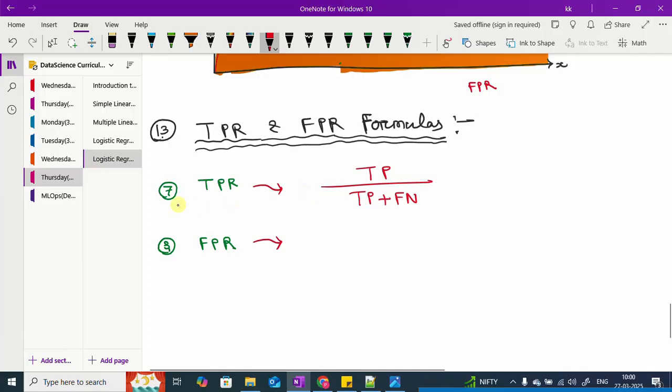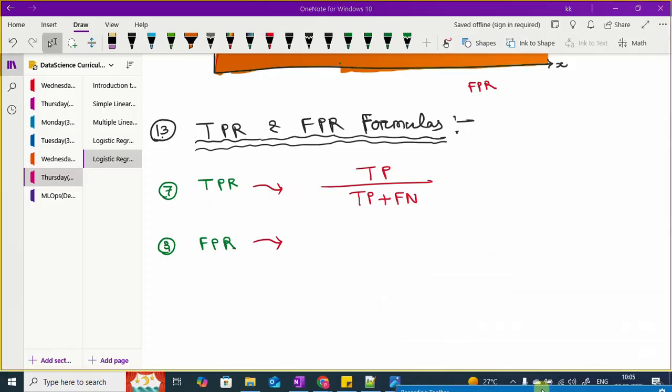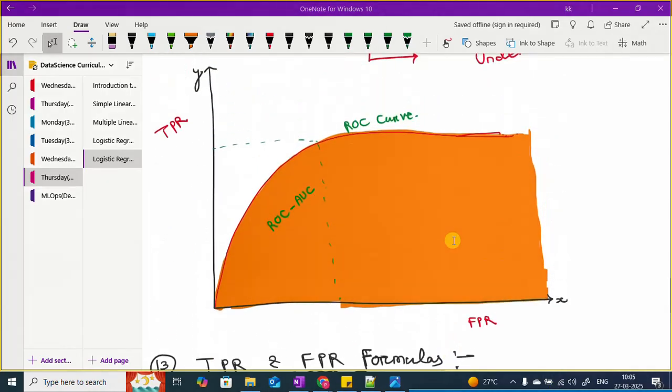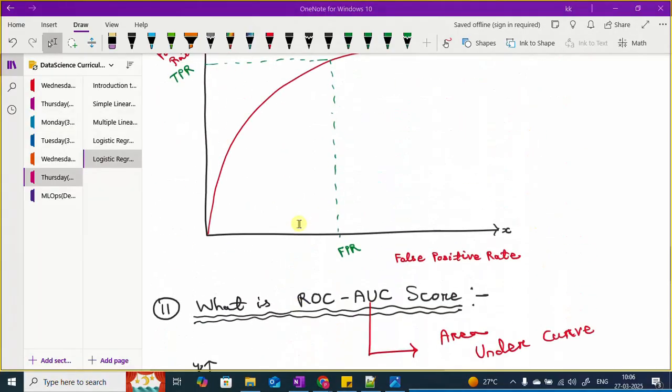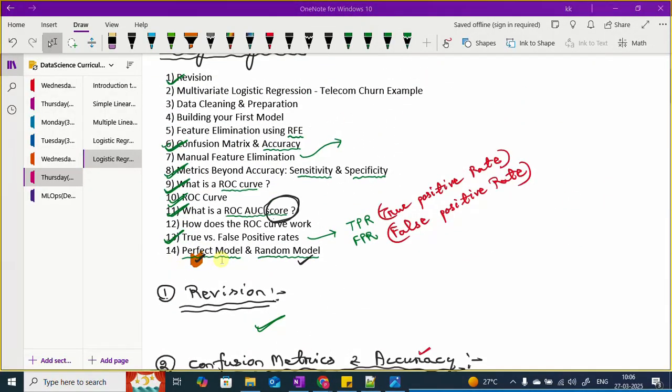Somebody was telling me the whiteboard is not visible, that the plot was not displayed. So you can see, I'm talking about the ROC curve. If I draw the diagram between FPR, false positive rate, and true positive rate, then the area under that ROC curve is what we are talking about. Based upon that value, I'll decide whether my model is a perfect model or random model. I'll come to that in the last point.